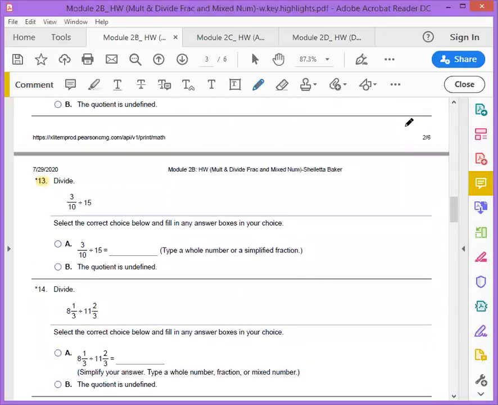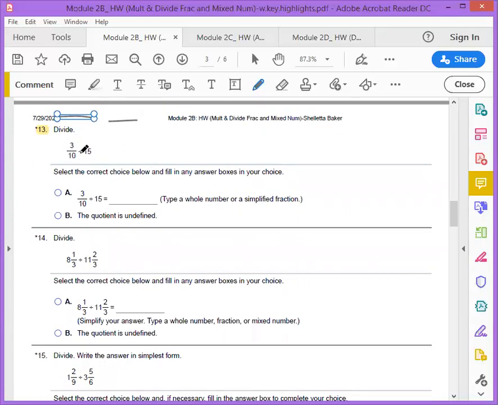All right, let's look at number 13. For number 13, we have 3/10 divided by 15. So remember our rules here. We want to keep the first fraction the same, so it'll remain 3/10. We'll change our operation from division to multiplication, and then we'll flip the second fraction.